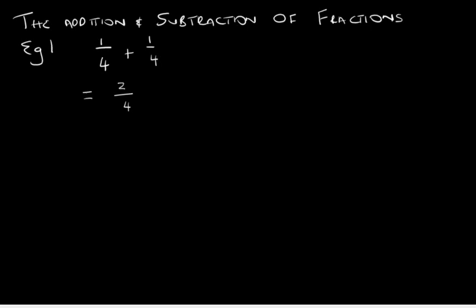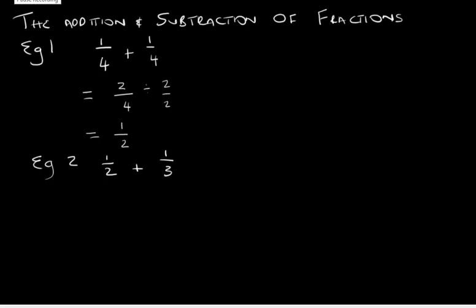However, we would be expected to simplify this fraction, and so we need to ask ourselves what divides into 2 that also divides into 4. So we would need to divide by 2 over 2. 2 divided by 2 is 1, and 4 divided by 2 is 2. And this is how we simplify the fraction. Let's look at what happens when the denominators are not the same.